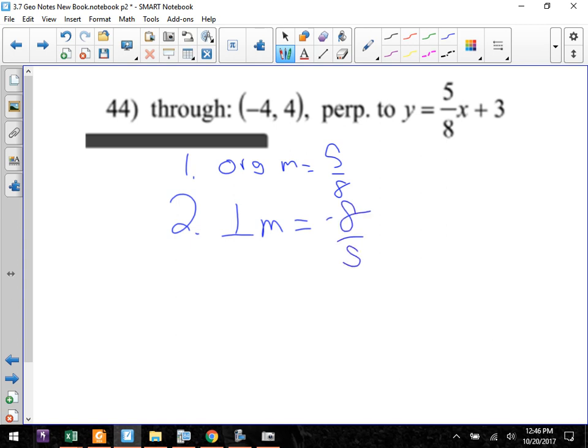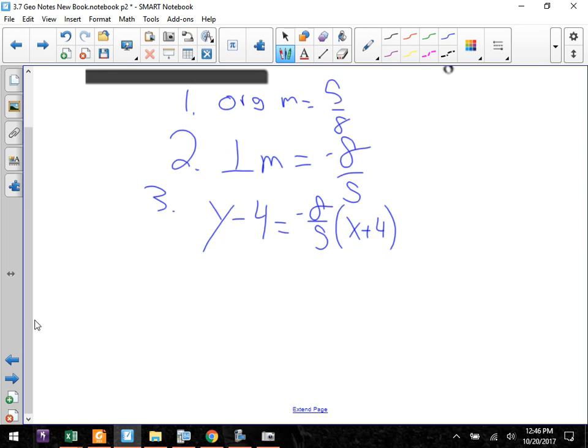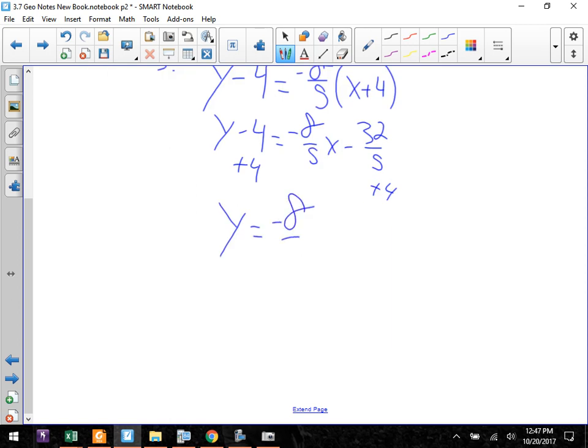Don't worry so much about these fractions. Y minus 4 is negative 8 over 5 x plus 4. And then you distribute. Very good. Distribute out. You get y minus 4 is negative 8 over 5 times x minus 32 over 5. Remember, even though you got these funny looking fractions, you have a calculator. Use the calculator. Use the fraction button. And then obviously all you have to do is move that negative 4. Well, how do you move a negative 4? You add it back. You get y equals negative 8/5 x minus 12/5.